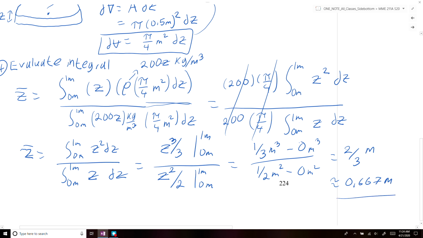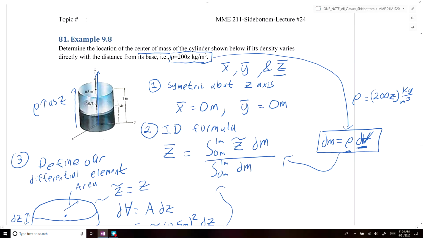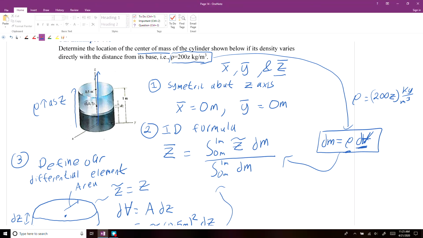Right. So if we look back at the start of the problem, in order to find the centroid, we first looked at whether there were any axes of symmetry in our system. We noticed that there was one axis of symmetry on the z-axis. Therefore, we knew that x bar and y bar should be equal to 0. We then identified a formula that could be used to determine z bar for the center of mass. So we knew that z bar would be equal to this equation here.